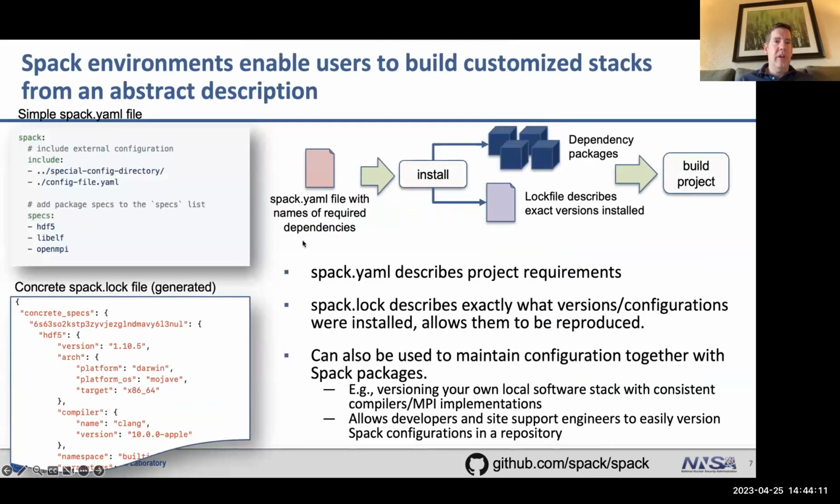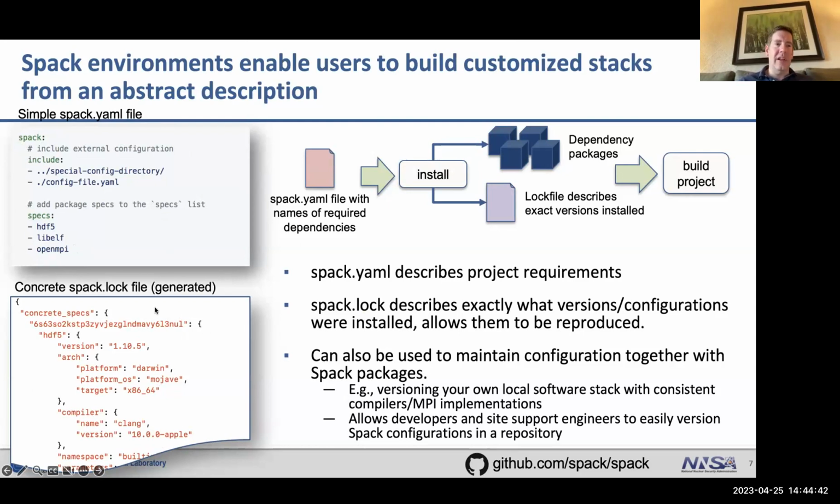And then on top of packages, we have something called environments, where you can make a YAML file with a bunch of config to manage a unified software stack together. So you could have HDF5, libelf, OpenMPI. You could keep listing those. You could put constraints on each of those lines. You could pull in some configuration that says which compilers to use and so on. And we will take this whole thing and install it and spit out a log file of what got installed. And so this tells you the concrete version.